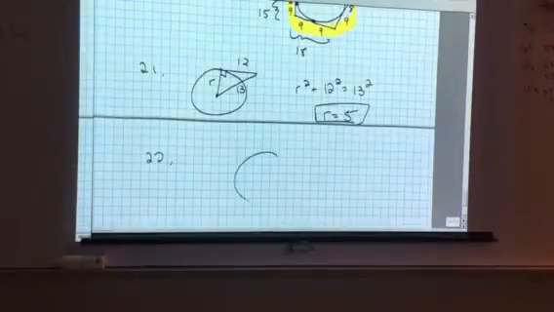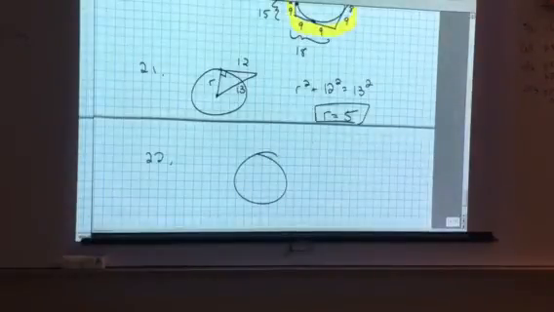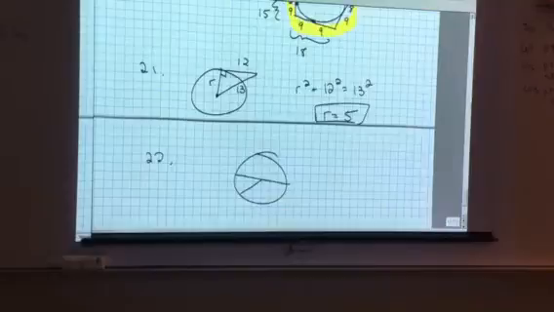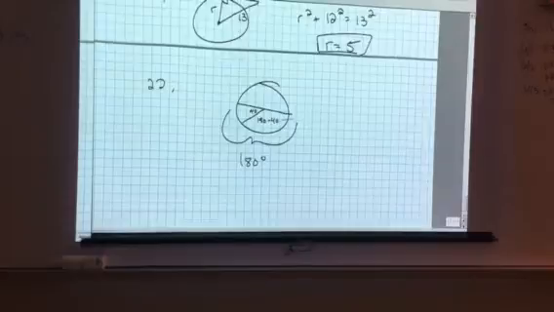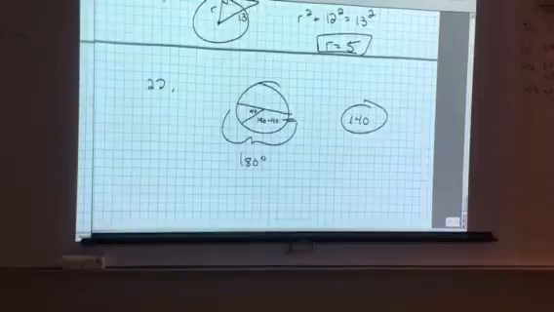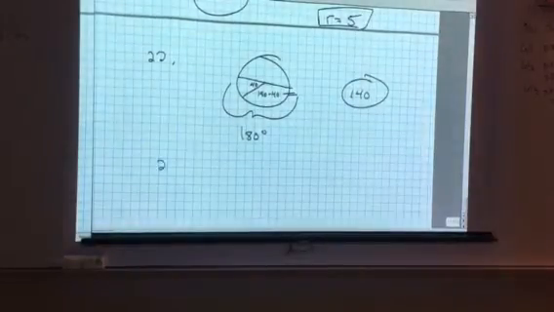22. You have some diameters here, and they want you to find arc QW. So if it's a diameter, then it cuts the circle right in half, and it's 180 degrees. So that's 40 degrees, and that whole half of the circle has to add up to 180. So this angle here has to be 180 minus 40. So your answer is 140 degrees for the arc QW.